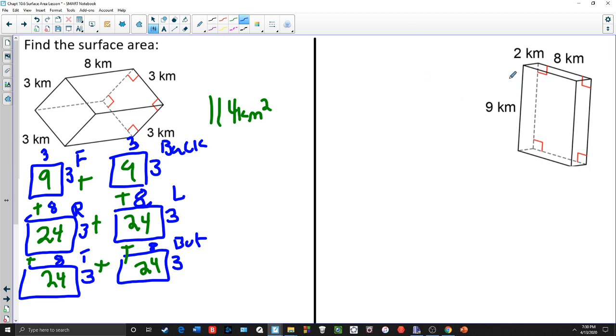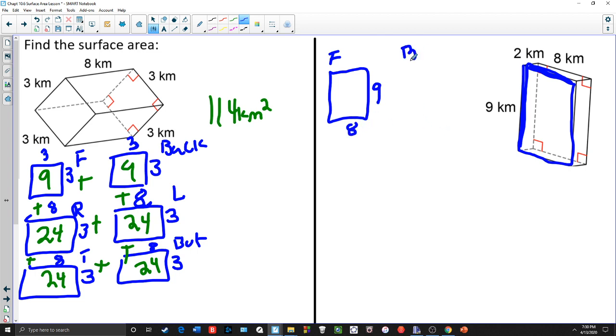So if we try this one out here, let's go ahead and focus on the front and back first. So my front side would be this right here. That's my front. And that looks to be 9 by 8, which is going this way. So my front would be a rectangle, 9 by 8. And then my back side is also going to be the same way, same numbers at least.